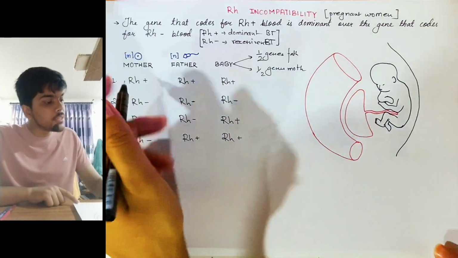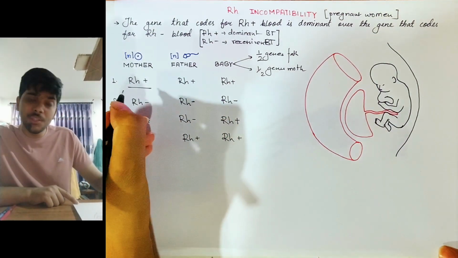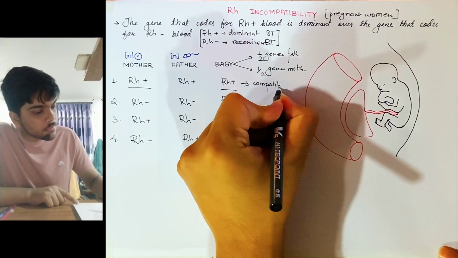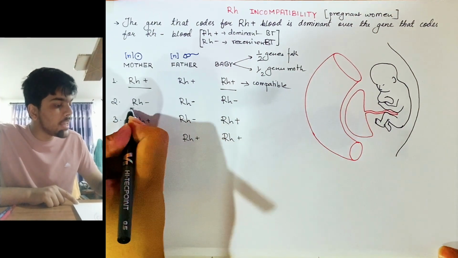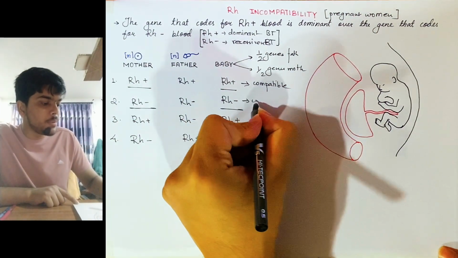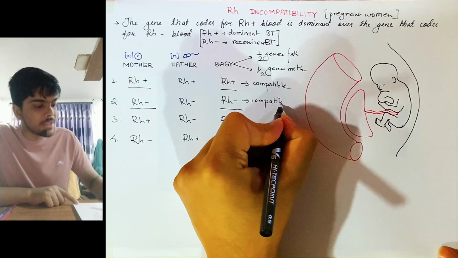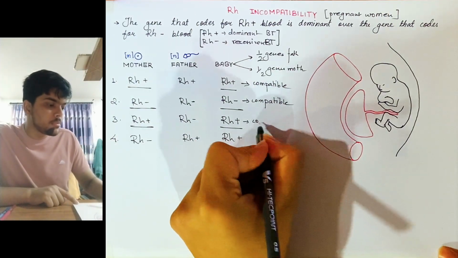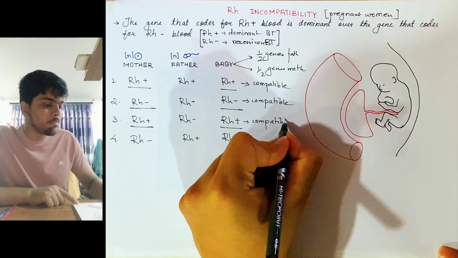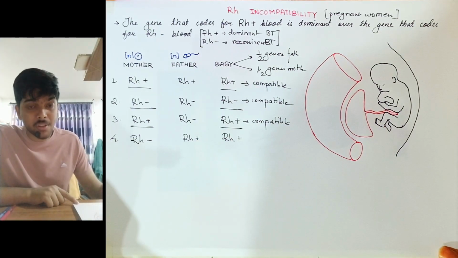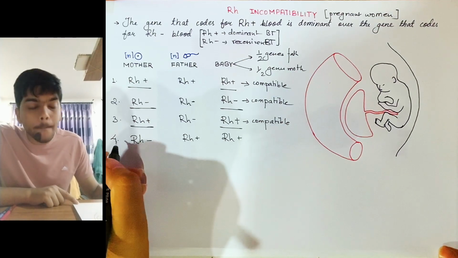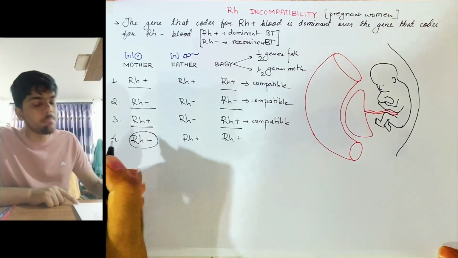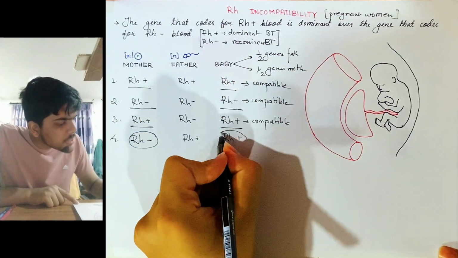Let's look at it. Condition number 1, mother is Rh positive and so is the baby. That means the blood is compatible. Condition number 2, mother is Rh negative and so is the baby. So this is compatible as well. There's no problem here. Condition 3, mother is Rh positive and so is the baby. So their blood types are compatible as well. However, then comes the dangerous condition 4. In condition 4, mother has Rh negative blood type, but baby has Rh positive blood type.